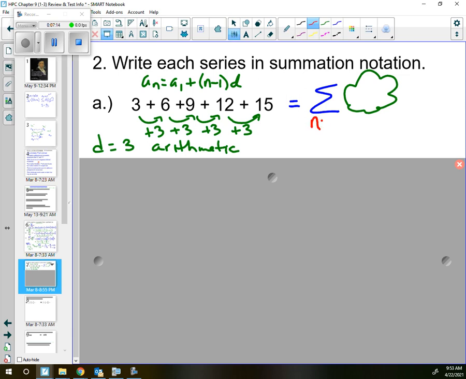Remember, what starts in the bottom is just what term you're going to start with. So if I'm writing using the formula, I'm going to start with this as my a1. So I have going from term 1, and then how many terms do I have? Well, term 1, 2, 3, 4, 5. If it's easy to count, fantastic.